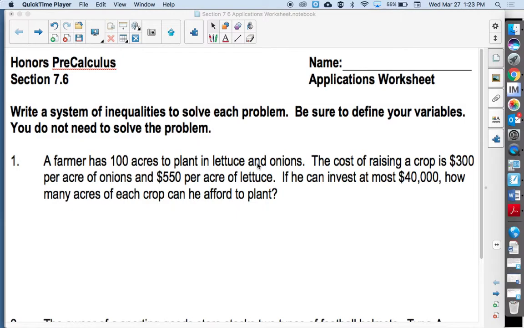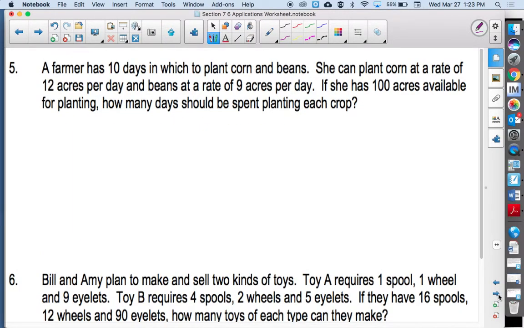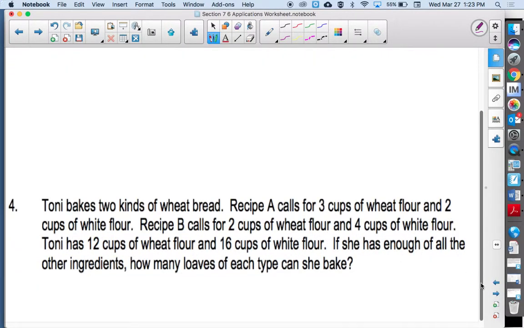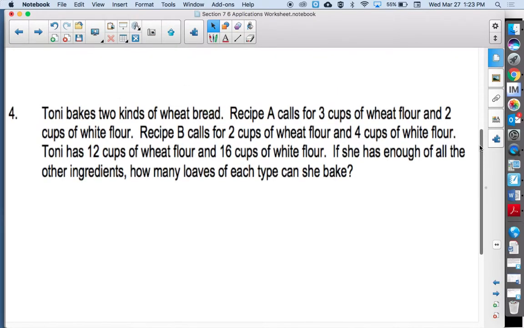All right, so I'd like to go over a couple of these. I wanted to start with number 4. So number 4 at the bottom of the page was talking about baking bread. And Tony bakes 2 different types of wheat bread, which if I make bread, I'm not making wheat bread. But that's her prerogative, I suppose.